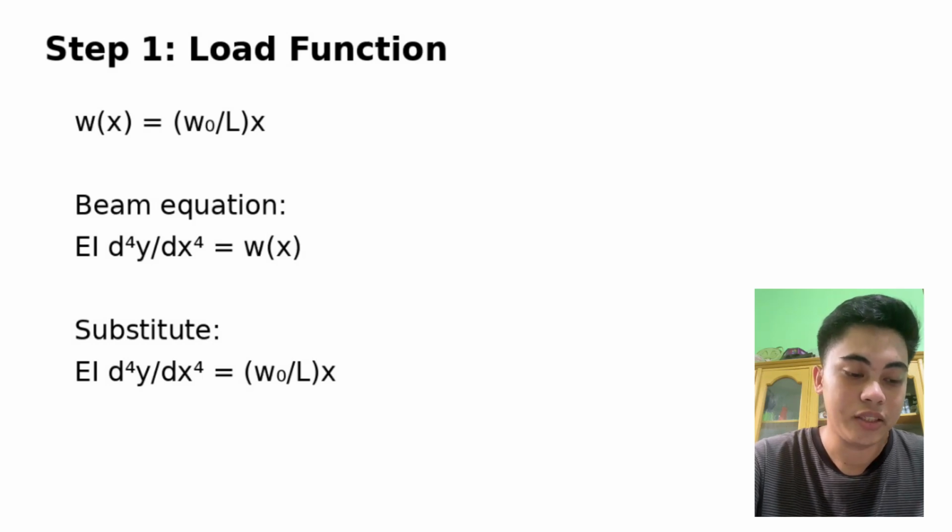W(x) is equal to W sub 0 over L times x. This equation means that at x equals 0, the load is 0, and at x equals L, the load becomes W sub 0.